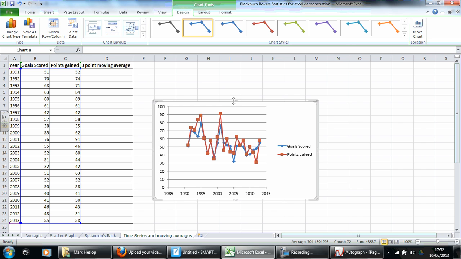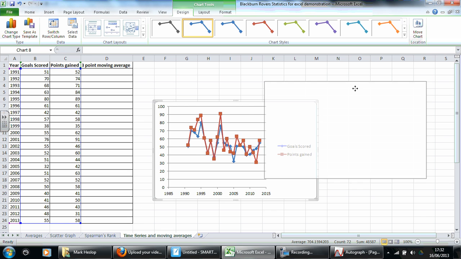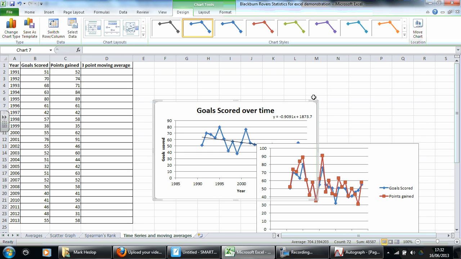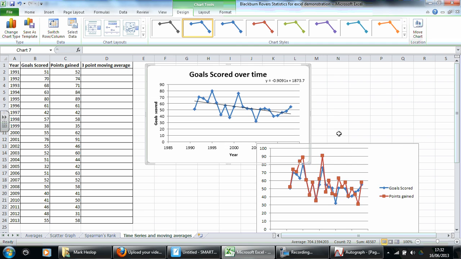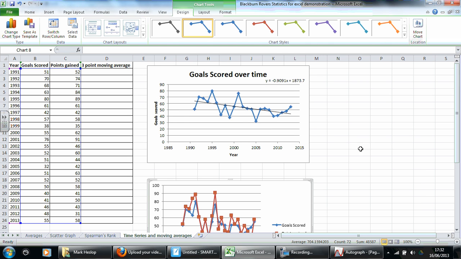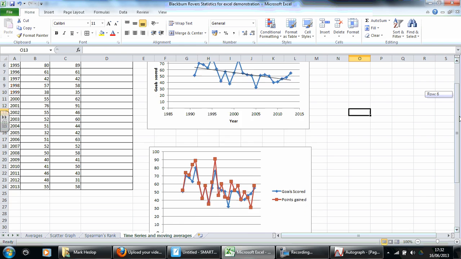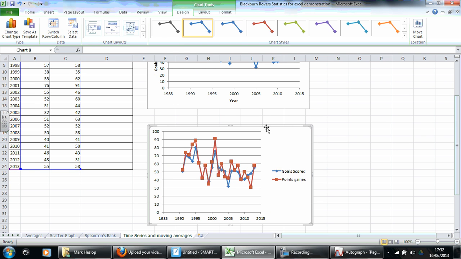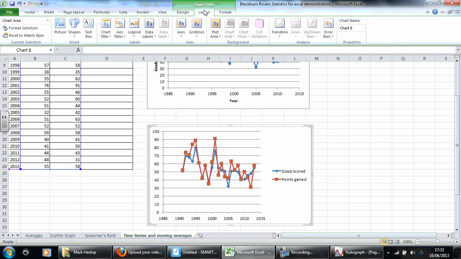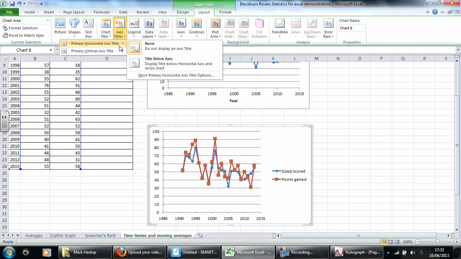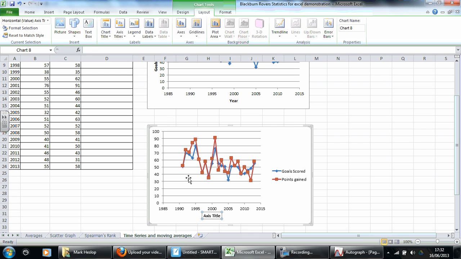And there we go, we've got it. And in this case, we need to keep the key, or the legend as Excel calls it. So that makes sense. That tells us which one's goals scored and which one's points. And again, we can just change the labels. So that one is year again.